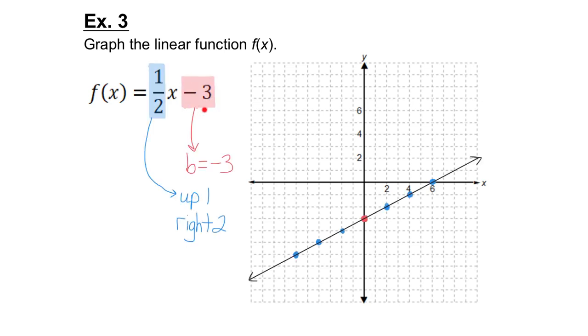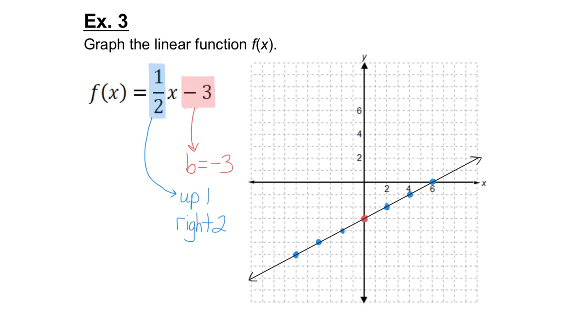First, I noticed that the y-intercept is -3, so I plotted that on the grid. Next, I noticed the slope is 1 over 2. Rise of 1, run of 2. That means up 1, right 2. So from that point I just plotted, the y-intercept, I'm going to go up 1, right 2. Plot another point. Do it again. Up 1, right 2. Plot another point. Do it again. And you keep that process going.